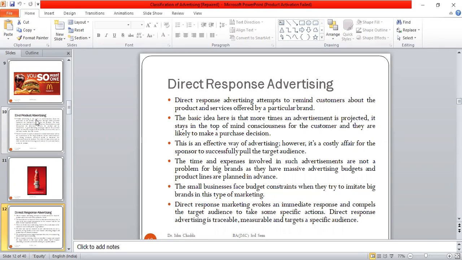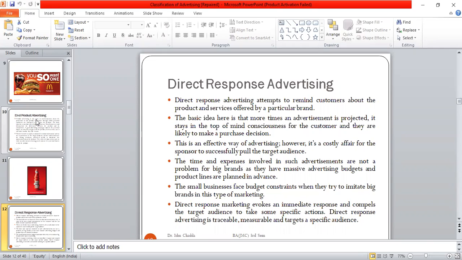The time and expense involved in such advertisements are not a problem for big brands, as they have massive advertising budgets and product lines are planned in advance. The time and expenses are borne by big brands very easily because they have a separate department and a separate budget for this. But for small business entrepreneurs, it is quite difficult. Small businesses face budget constraints when they try to imitate big brands in this type of marketing.